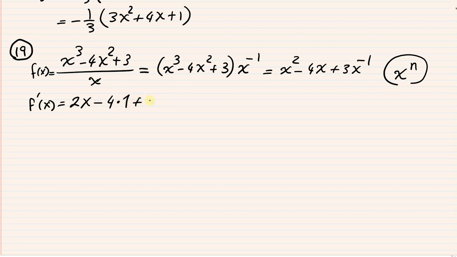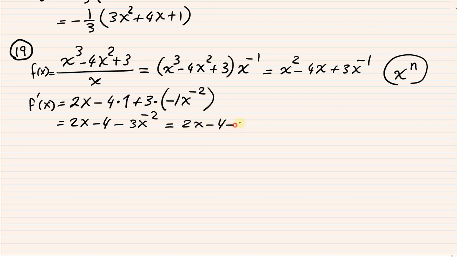For the next one, that's going to be 3 times x to the negative 1, which is negative 1, x to the negative 1 minus 1 becomes negative 2. So this is going to become 2x minus 4 minus 3x to the negative 2. Okay, so we're going to rewrite this as 2x minus 4 minus 3 over x squared. Now this is fine, because we don't have a negative exponent.